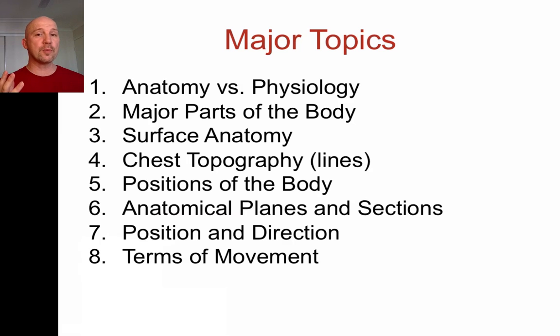We'll talk about the major parts of the body, and this is the bulk of it, taking a head-to-toe approach about the different parts of the body, the different names and nomenclature that we have for the different parts of the body. Talk a little bit about surface anatomy, mostly of the torso, and then we'll talk about the chest topography. The chest is really important, and knowing where things are on the chest, it's important to be able to speak about that with precision. So we'll talk about how we describe the chest and the lines on the chest that describe how far around you are as you go around the chest.